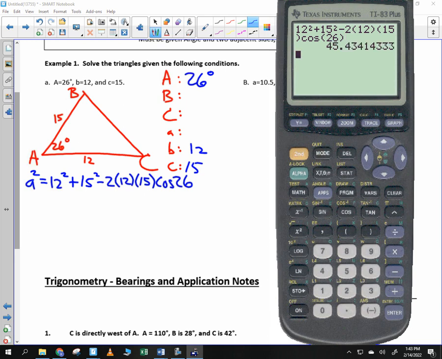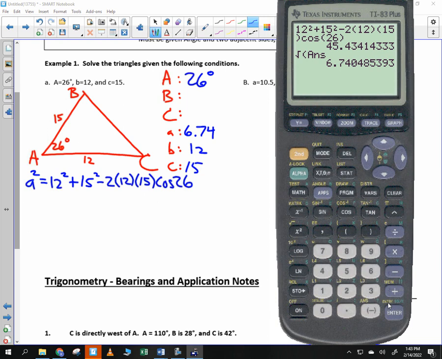Is that my answer? No. Why? Because you need to take the square root of it. That's A squared. So let's square root it to find our answer. 6.74. Does it seem like that should maybe be a shorter side? Yeah.